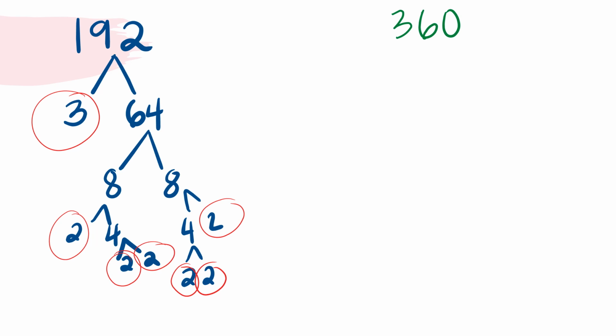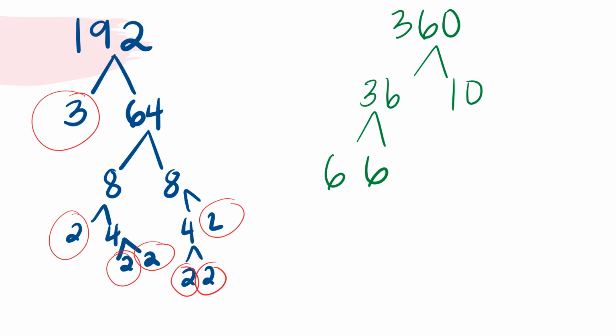Since I knew that this ended in 0, I knew that it was divisible by 10, so I broke that down into 36 times 10. 36 could then be broken down into 6 times 6. Those are not prime. We need to break those down further.